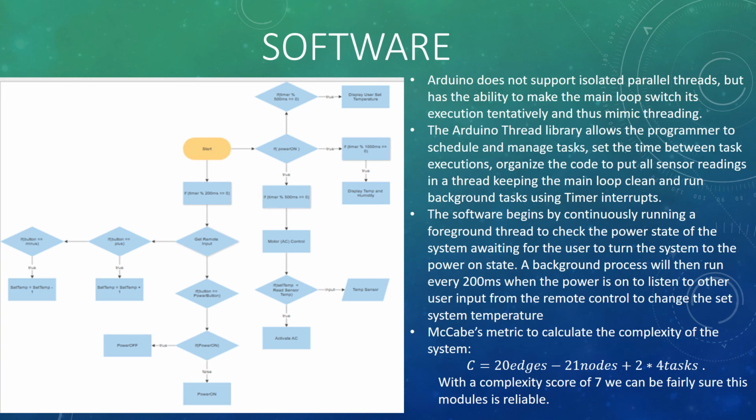And we could use McCabe's metric to calculate the complexity of the system. So we have 20 edges minus 21 nodes plus 2 times 4 tasks, which gives us a complexity score of 7. Therefore, we can be fairly sure this module is reliable.